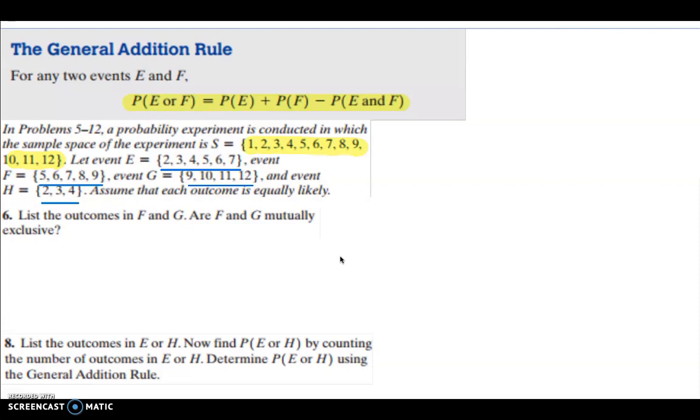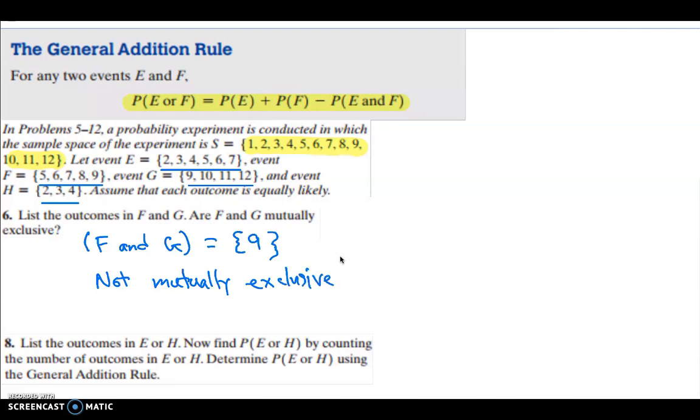We want to know what is in F and G, so we are going to look for the overlap. F has 5, 6, 7, 8, 9. G has 9, 10, 11, 12. So their overlap, the AND part, will just be the outcome 9. That's the only thing they have in common. So are they disjoint or mutually exclusive? They are not, because they have one outcome in common. It could be 1, it could be a billion, but if they have anything in common, they are not mutually exclusive.